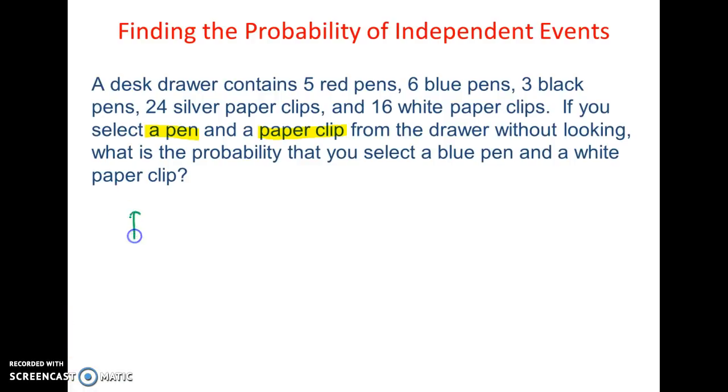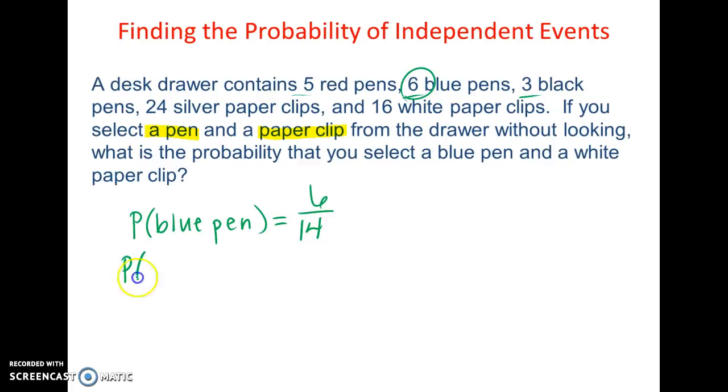The probability that I select a blue pen, I have to first think about how many pens I have. So I have 5 red pens, 6 blue pens, 3 black pens. So that would be 14 total pens. How many are blue? 6 are blue. So I have a 6 in 14 chance of selecting a blue pen.